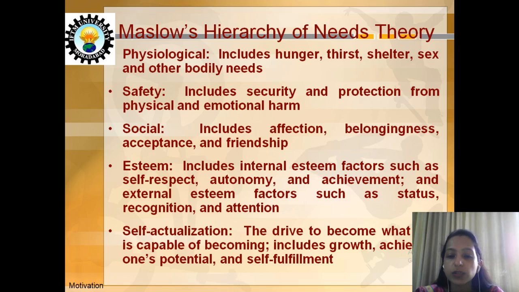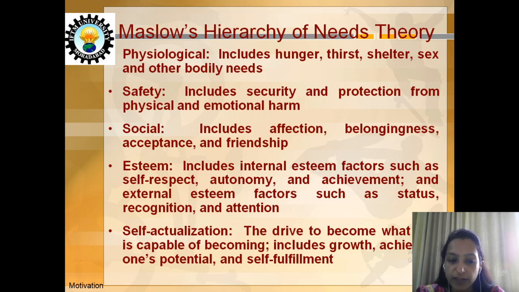Esteem needs include internal esteem factors such as self-respect, autonomy, and achievement, and external esteem factors such as status, recognition, and attention. Now, once the social needs are achieved, self-ego or self-esteem needs arise in an individual, which means that a person must be known to society, he has certain self-respect, he needs to be recognized, he must gain the attention of the people in his social circle, and so on.